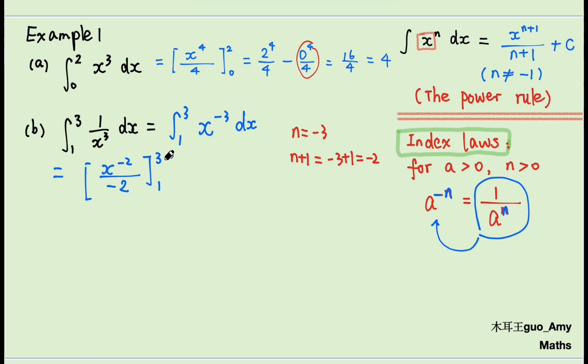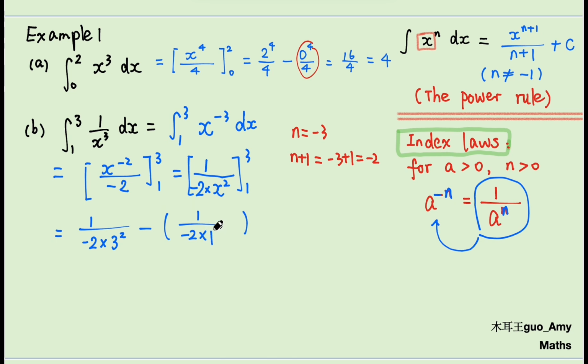Then recall the lower limit and upper limit. Before we substitute the values, simplify the result. We have x to the power negative 2. By using the index law once again, 1 over x squared. And the previous negative 2, we just keep it in the denominator position. After that, we can substitute the values. 1 over negative 2 times 3 squared minus 1 over negative 2 times 1 squared.